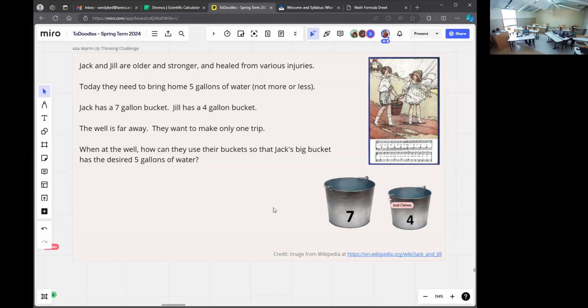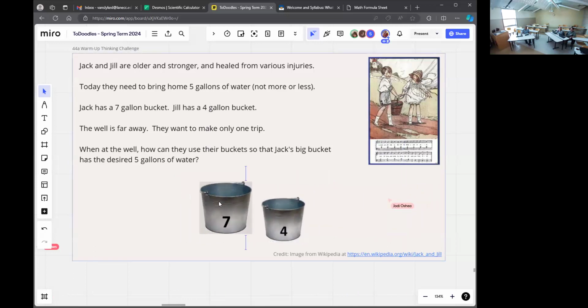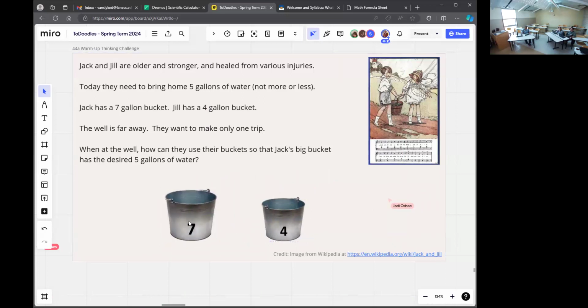If you haven't seen this before, you pour water back and forth. For example, if I filled up the 7 gallon bucket, so I have 7 gallons of water, and then I took it and poured it into the 4 gallon bucket until the 4 gallon bucket was full, and then I stopped, how much would be left in the 7 gallon?